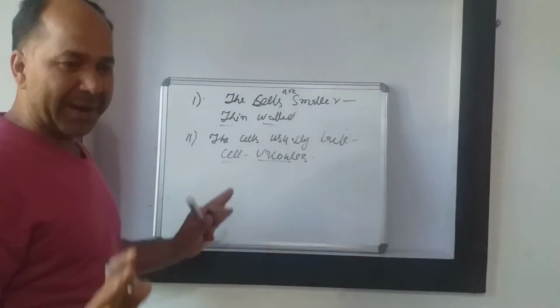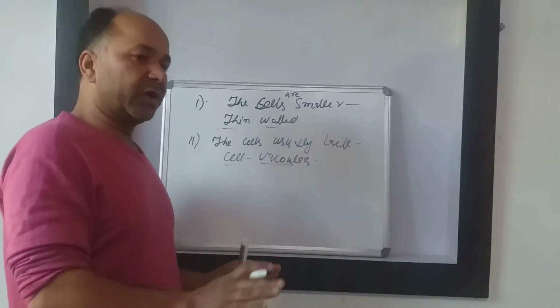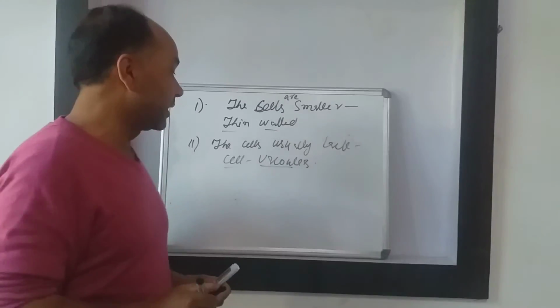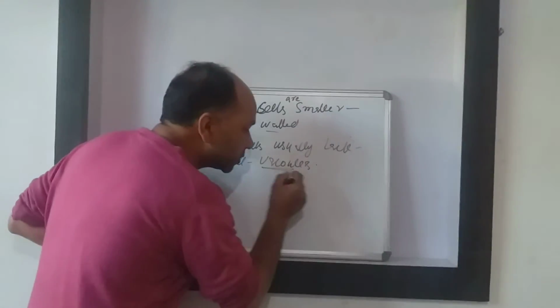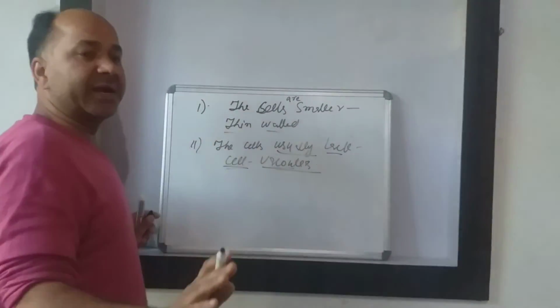You will see that in a parenchyma cell, in a collenchyma cell, most of the cell inside is occupied by a cell vacuole. 90% of the cell volume is occupied by the cell vacuole. But those cell vacuoles are usually absent, mainly absent in the case of meristematic cells.